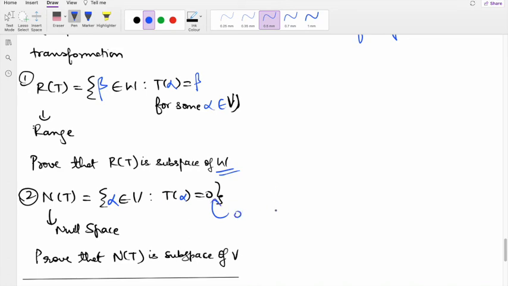Because T of alpha always maps into an element of W, this is the zero vector of the vector space W. So all such vectors alpha which on applying T get you to zero, that particular set is called the null space of T, N of T. We need to prove that this N of T is a subspace of V. Again, we'll see the proof in the next class.